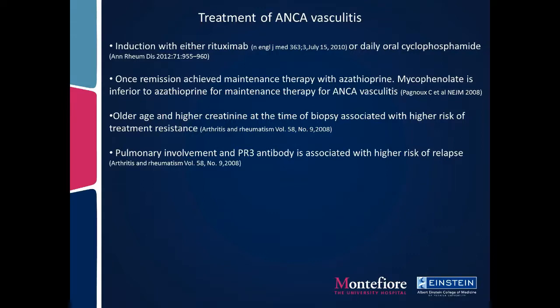There are certain factors that are associated with higher chances of treatment resistance. So older age and higher creatinine at the time of biopsy. If you have that, the chances of the patients having treatment failure is very high. Whereas once they achieve remission, if they have had lung involvement and if their antibody is PR3 instead of MPO ANCA, they are the ones that have higher risk of relapse after undergoing a remission. So these are the factors that are important whenever we see patients with ANCA vasculitis: how old they are, how bad the AKI is, and do they have lung involvement or PR3 antibody positive. That has important implications for the future as far as treatment resistance or relapse goes.